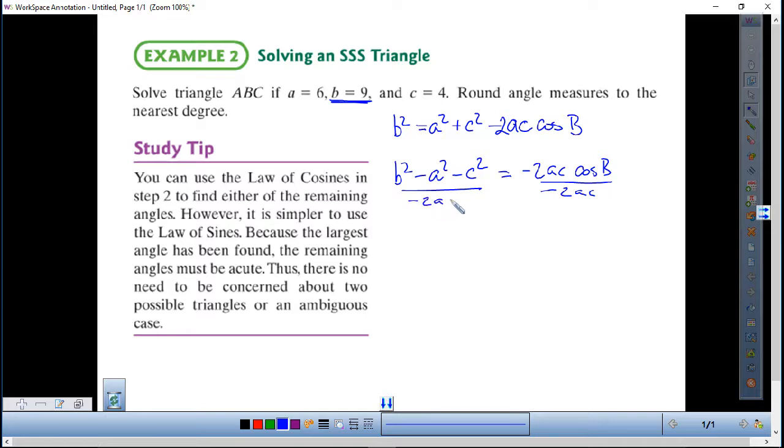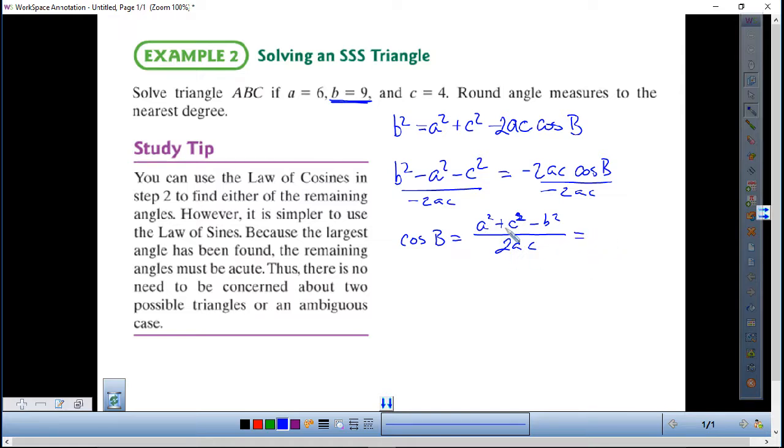Now, I'm going to write the cosine B over on the left side instead of the right. And if you simplify this down, you can take this negative and distribute it through up here, and what you'll end up with is a squared plus c squared minus b squared, all over 2ac. Now you can leave it with a negative on the bottom, that's perfectly okay, but I like that better.